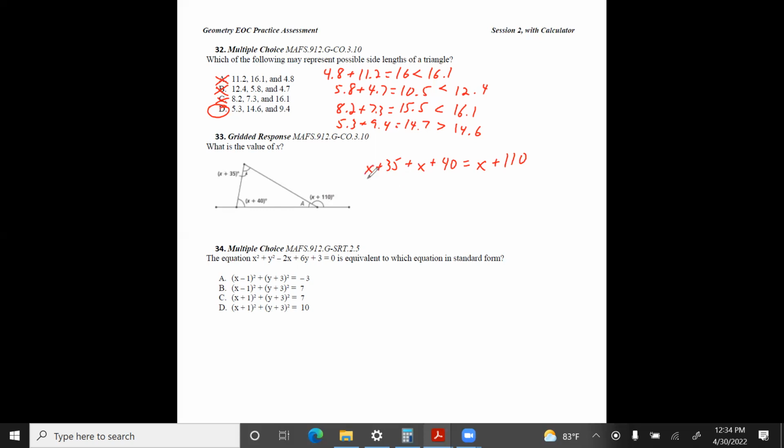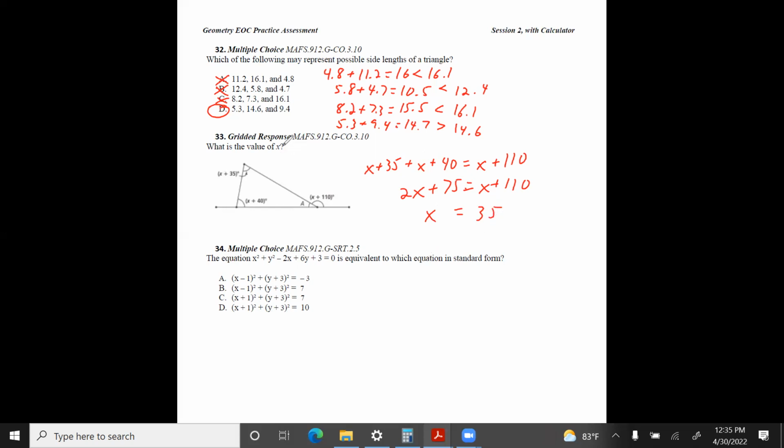So add them up. x plus x is 2x. 35 and 40 is 75. Now, we have to get the x's on the same side, so subtract x. We're left with just 1x on that side. Subtract 75. 75 subtracted from that is going to be 35.